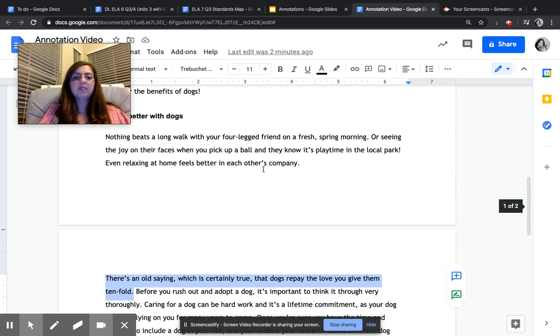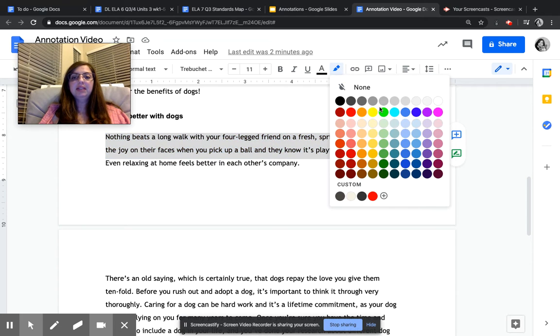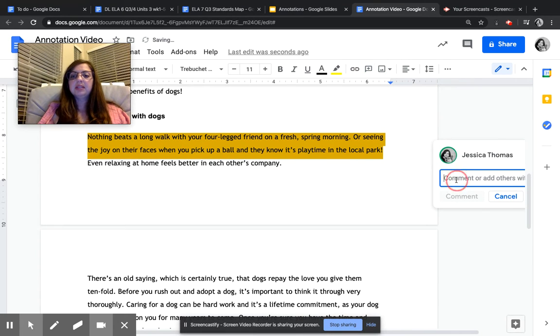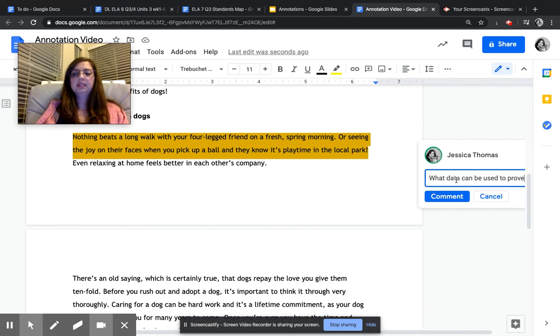Actually, let's go a little farther up. Here, "nothing beats." So they're talking about playtime here, but I want to know, so I'm going to highlight that in yellow, and then I'm going to press this little add comment. It's right up here, in a little box. It looks like a little comic speech bubble. It has a plus. And then I'm going to say, what data can be used to prove this?